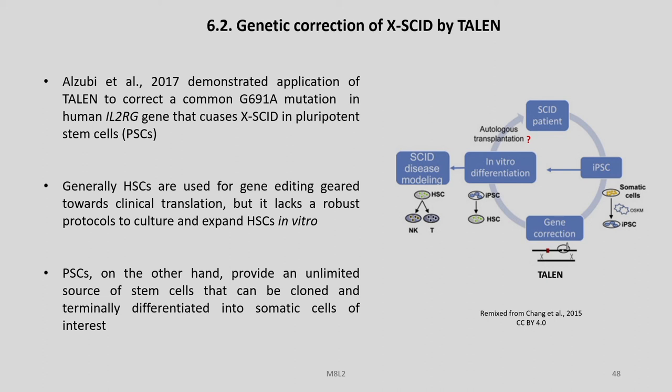Pluripotent stem cells, on the other hand, provide an unlimited source of stem cells that can be cloned and terminally differentiated into somatic cells of interest. So, in this illustration taken from Sang et al., you can see the schematic of SCID disease modeling, and the SCID patient from which the cells have been obtained, and the induced pluripotent stem cells have been developed, and gene correction being done with the help of TALEN gene editing technologies, and these are reintroduced into the SCID patients.